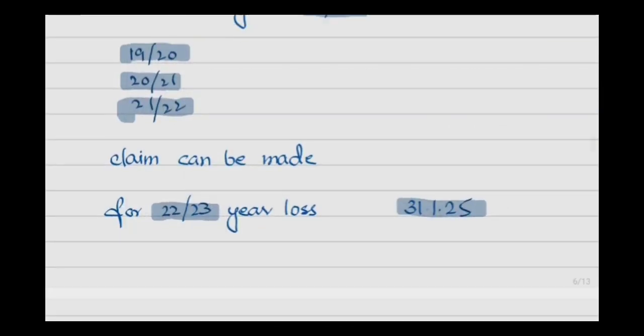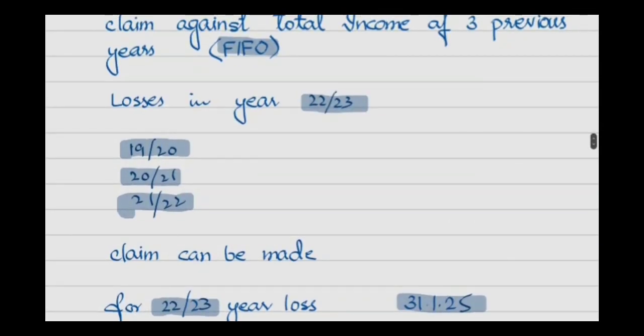Remember that if you have suffered a loss in 22-23, it should be set off first against the profit of 19-20, then 20-21 and then 21-22.